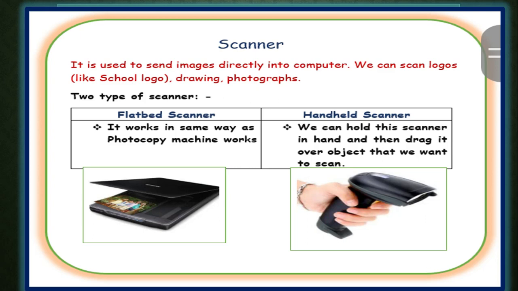So next is handheld scanner. We can hold this scanner in hand and then drag it over the object that we want to scan. So this is a type of scanner. As you can see in this picture, we can hold this scanner in our hand, and whatever image we want to store in the computer, we will move the scanner on that object, and that image will be stored in the computer.